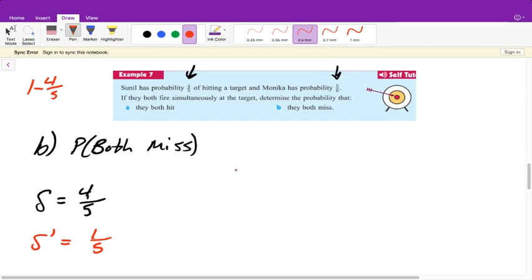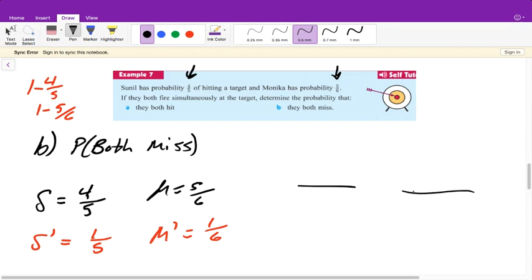And I'm going to show you 2 different ways that we can do this. I'm going to show you the long way, and then I'll show you the short way. For Monica, we know hers is 5 over 6. Well, her complement will be 1 minus 5 over 6, which is equal to 1 over 6. So then the probability of them both missing, I know it's going to be 1 out of 5 times 1 out of 6.